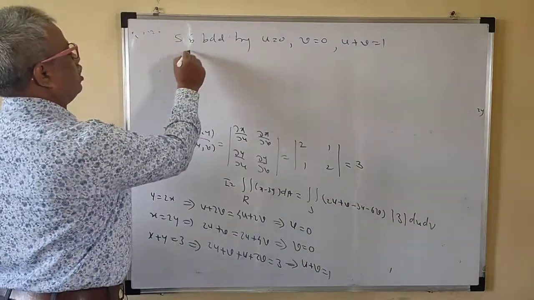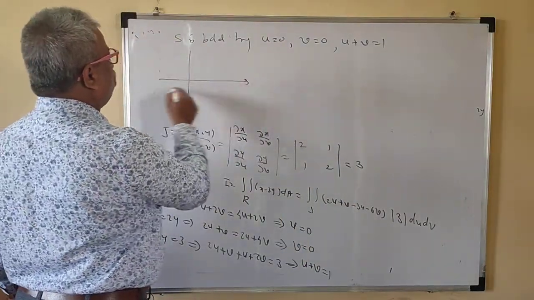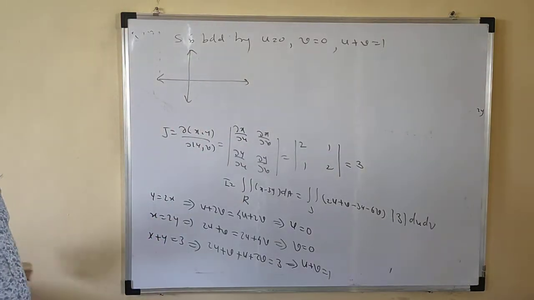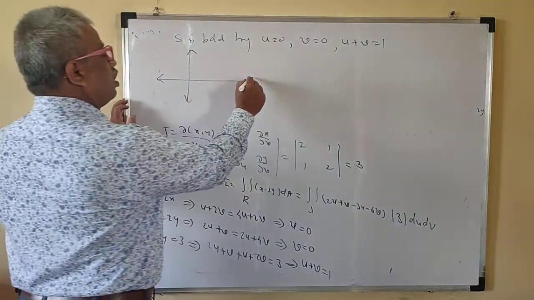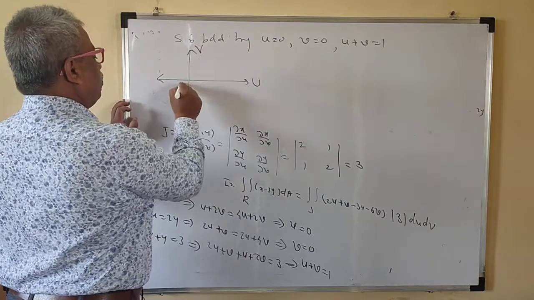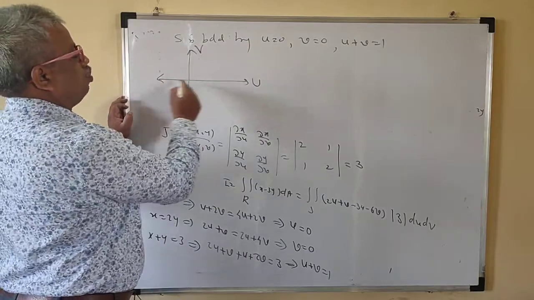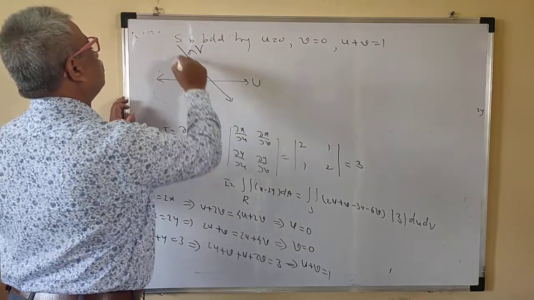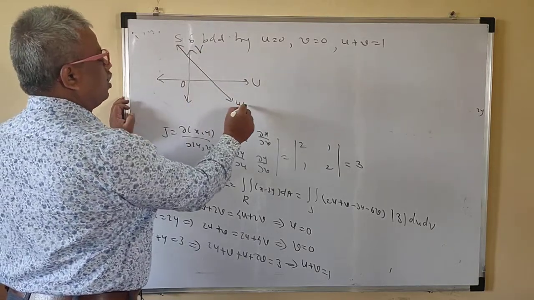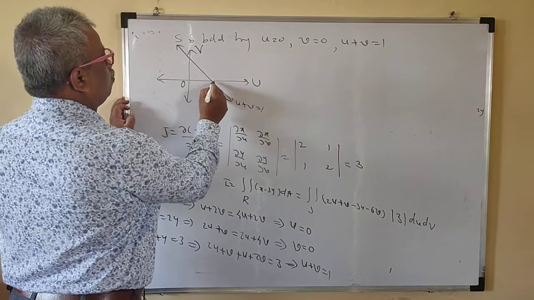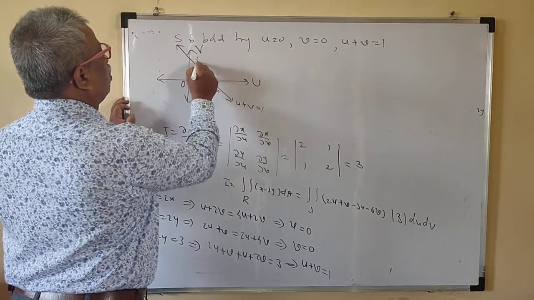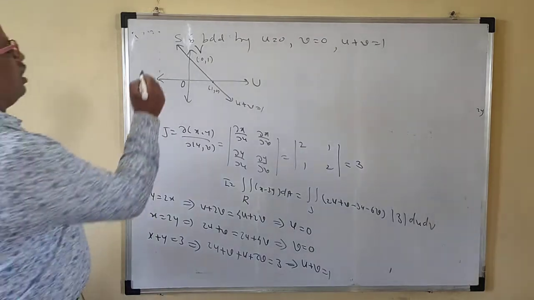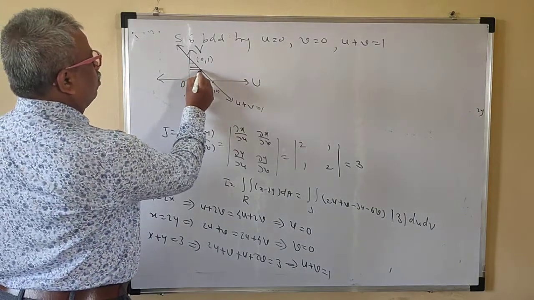Okay. So we draw this region, because you want to find the limits of u and v, right? So we draw this region. So this is your capital U axis. This is your capital V axis. This is 0. So u is equal to 0 means this line. So u plus v is equal to 1 is this. This point is 1, 0. This point is 0, 1. Okay. Now this is the region of the integration, your S now. Okay.